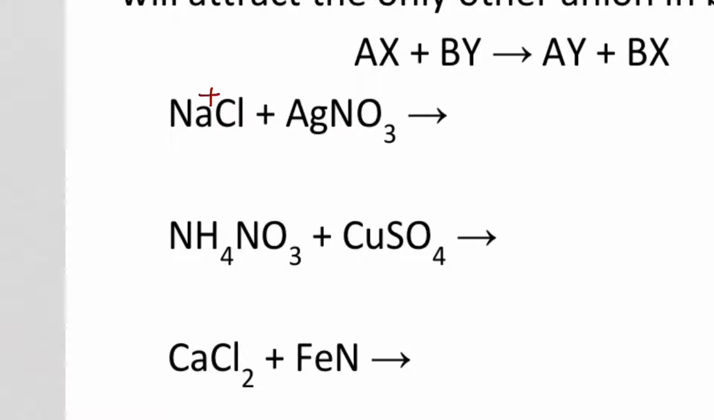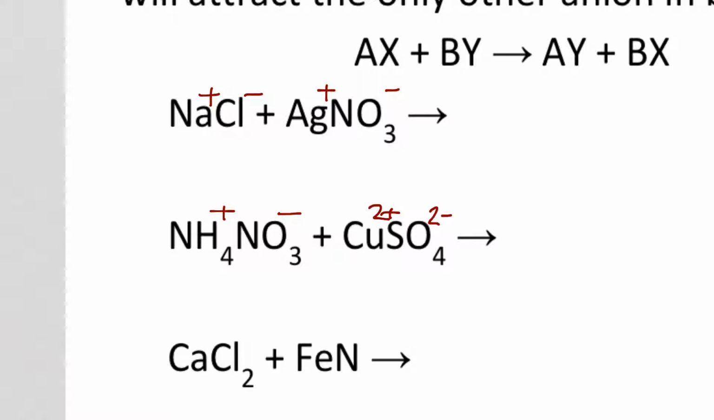Sodium would be +1, chlorine -1. Silver is a transition metal, but it has a unique charge of +1. Nitrate -1. You need to recognize your polyatomic ions, ammonium and nitrate. Sulfate is 2-. Now copper does have different charges depending upon being copper 1 or copper 2. However, because sulfate is 2- and there's one of those, copper must be 2+. We'll get to more examples of that later.